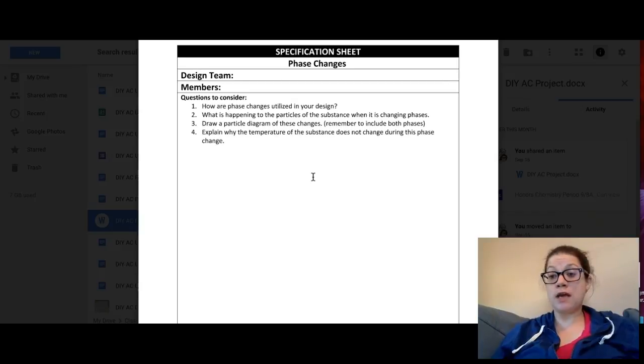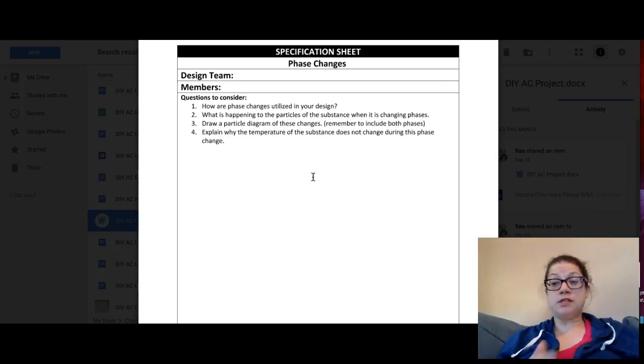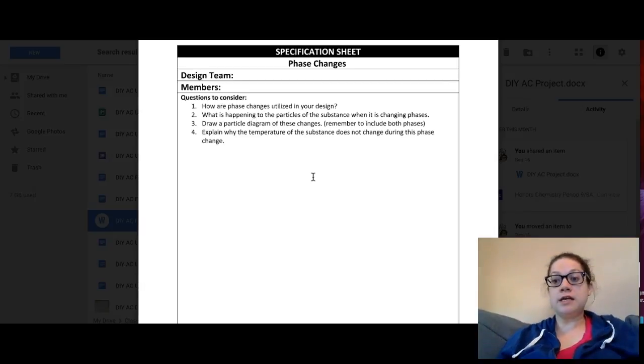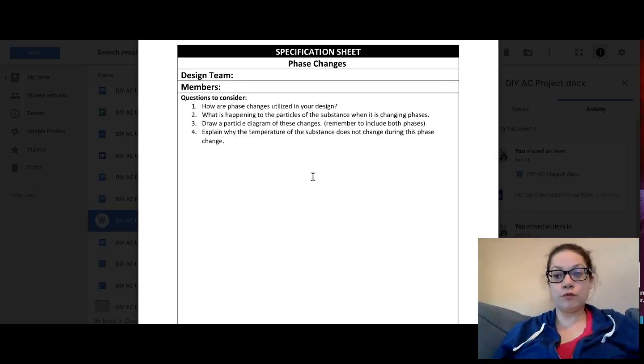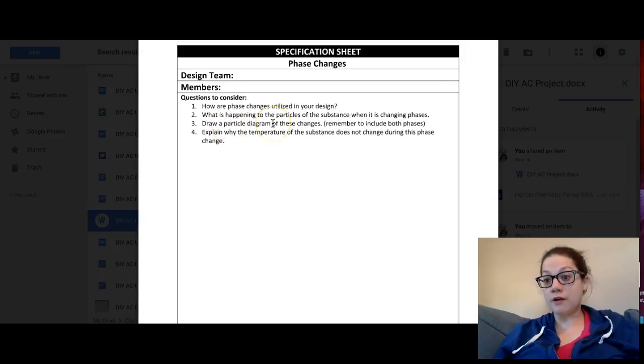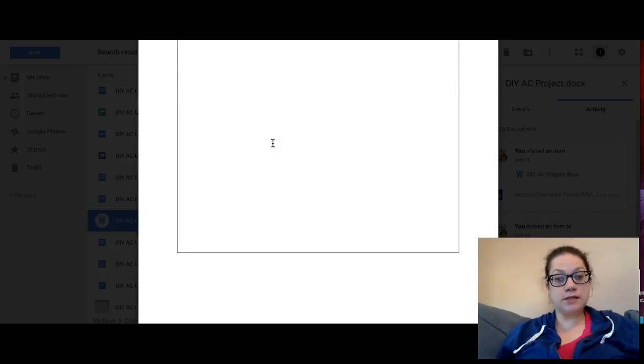So this is a way to differentiate, because every group will create a different project. They'll have a different mass. Their project will have different needs than other projects, but it's clearly laid out so all the groups are getting the same instructional goals of knowing that they understand how phase changes work. They're going to draw particle diagrams. All of these pieces have to be the same for all of them. The same standards are hit, just in totally different ways.